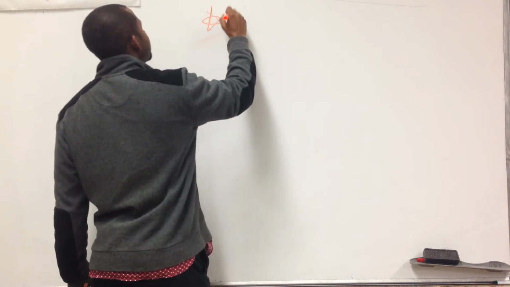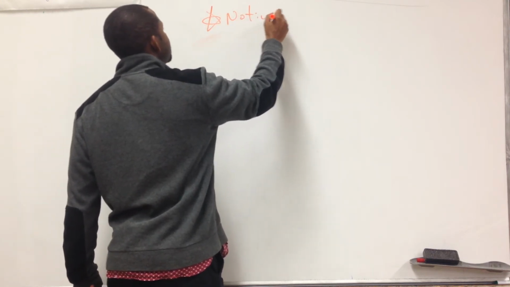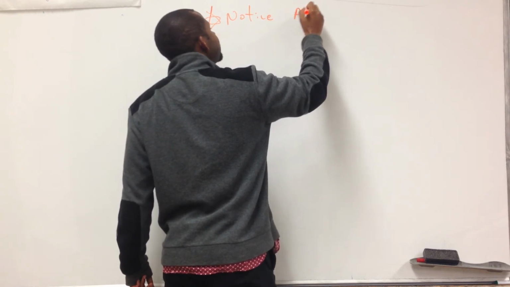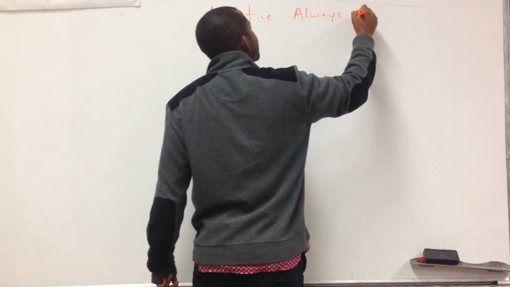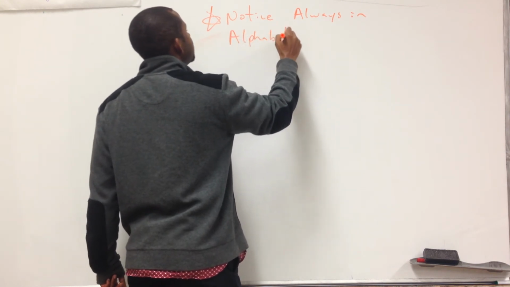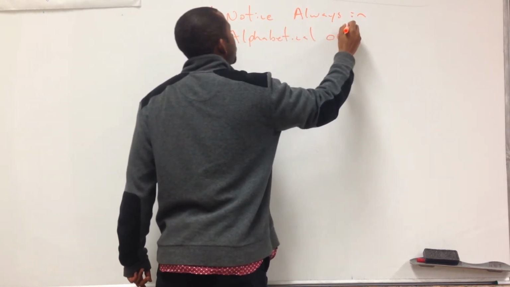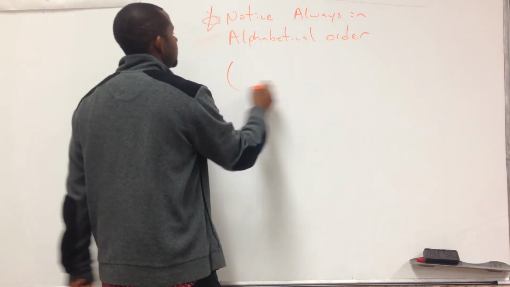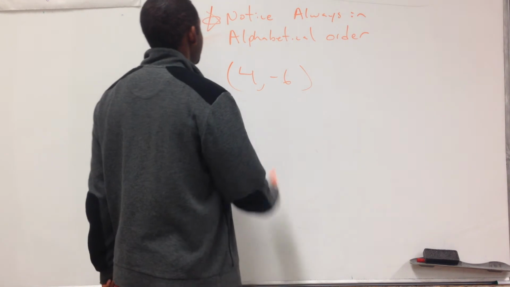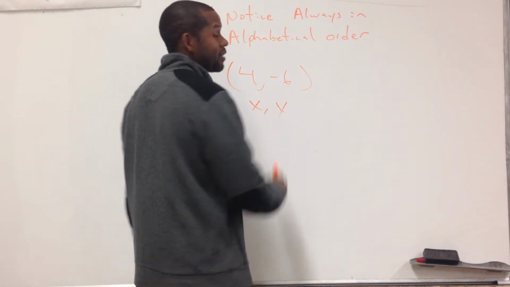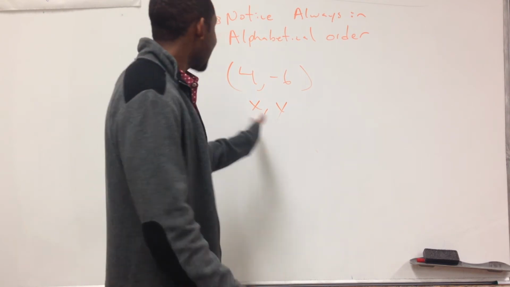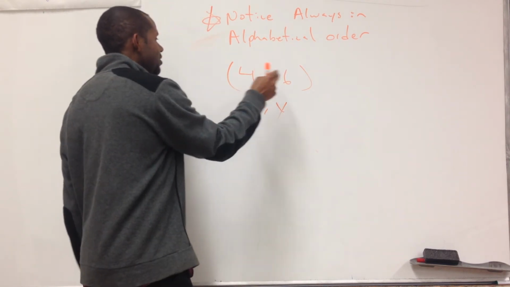I'm just going to write notice. Those words are always in alphabetical order. So you got 4 and -6. We have X, Y. If you count your ABCs, A, B, C, D, E, F, G, H, I, J, K, L, M, N, O, P, Q, R, S, T, U, V, W. X comes before Y. X, Y.